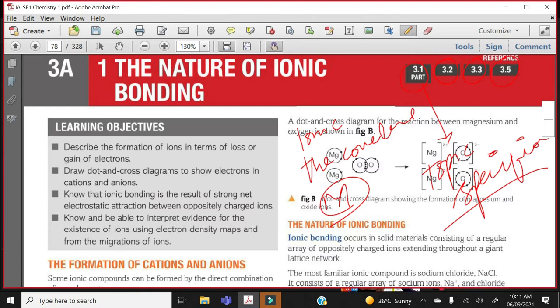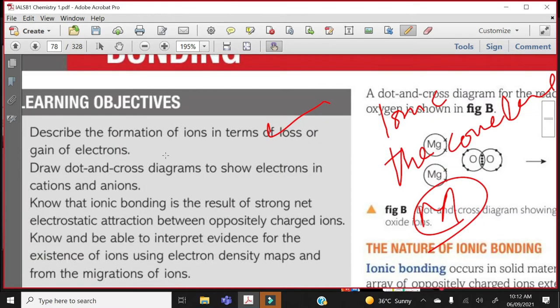When we talk about bonding, we always reach a conclusion that there is always an electron loss, an electron gain, or sharing of electrons, right? So what are the objectives for the ionic bond? First of all, describe the formation of ions in terms of loss and gain of electrons. It's an old idea, you know about it. Draw the dot and cross diagram to show electrons in cations and anions.